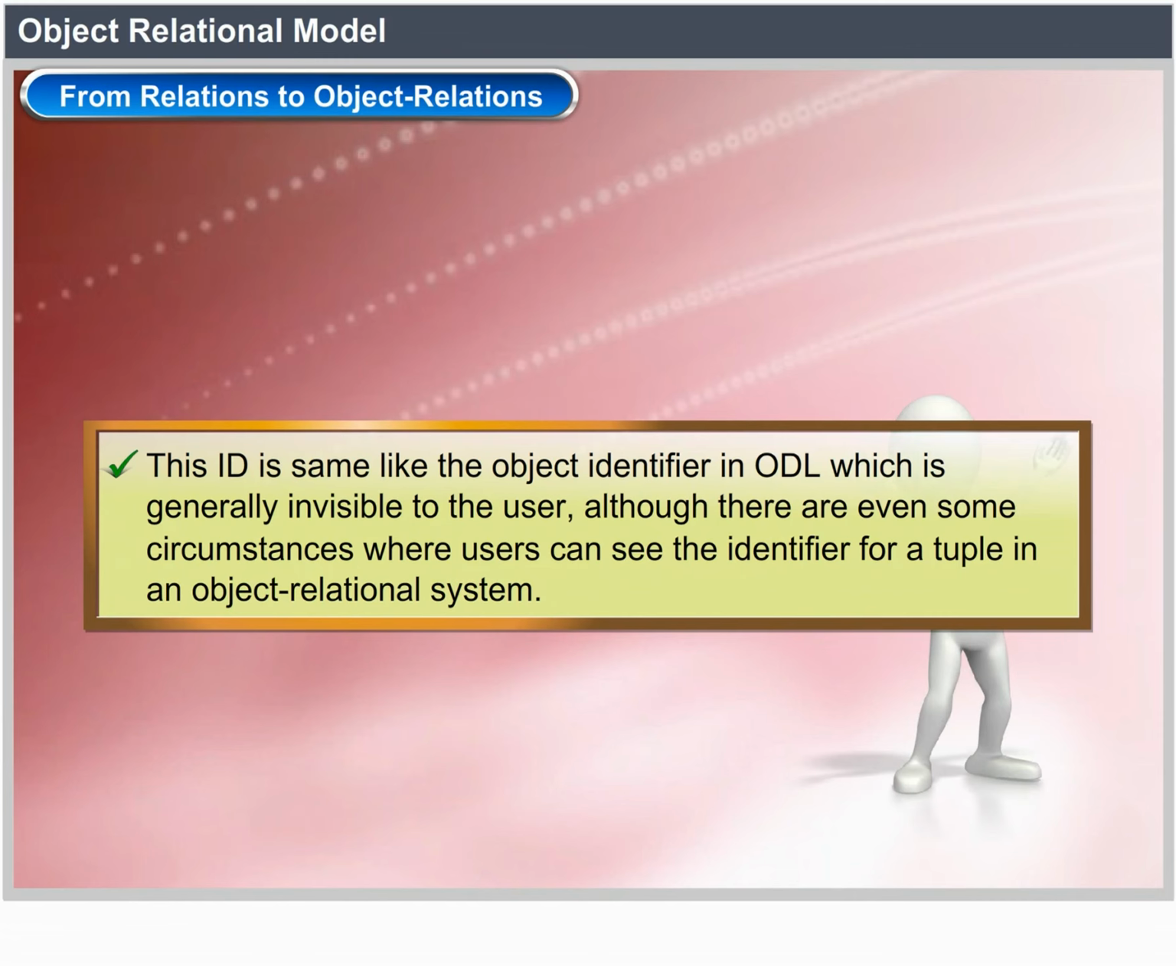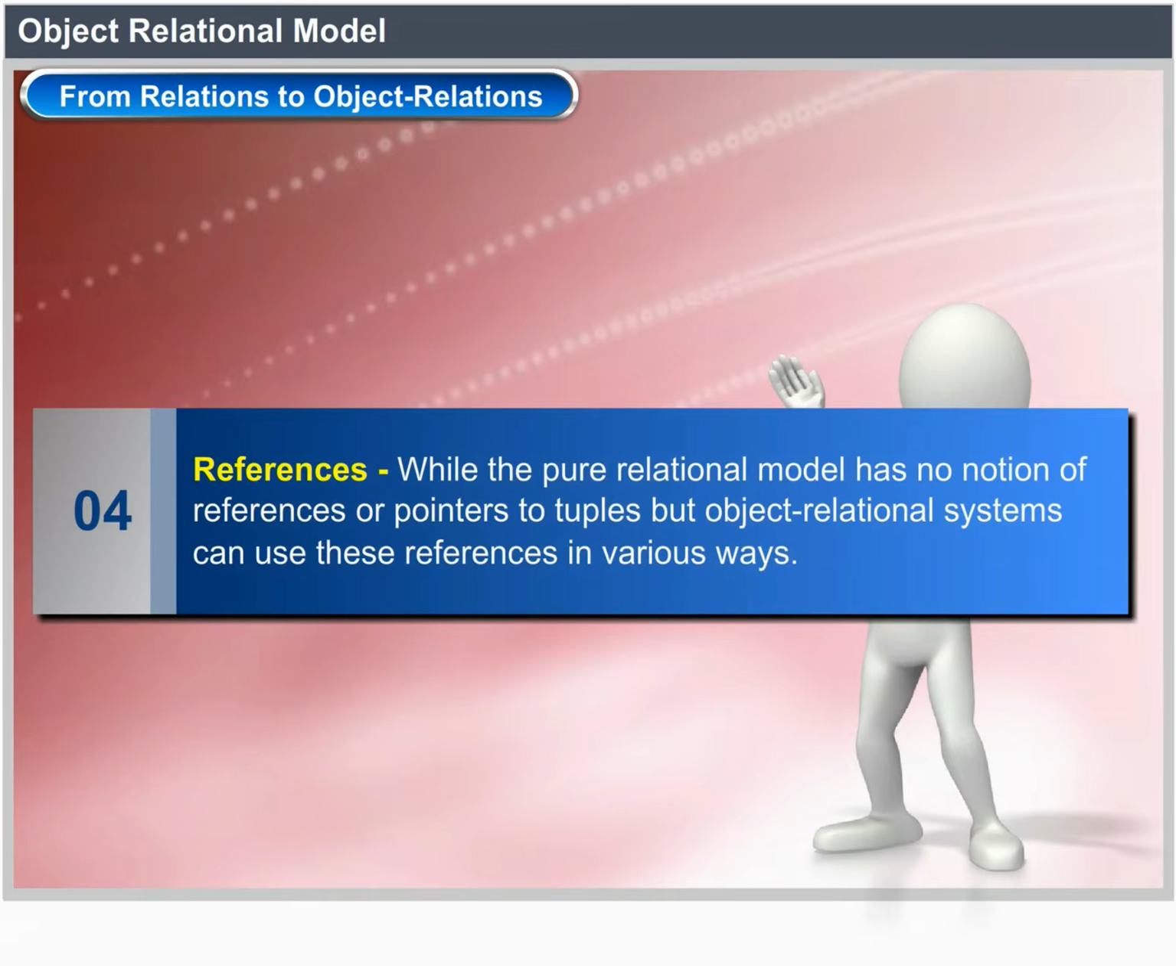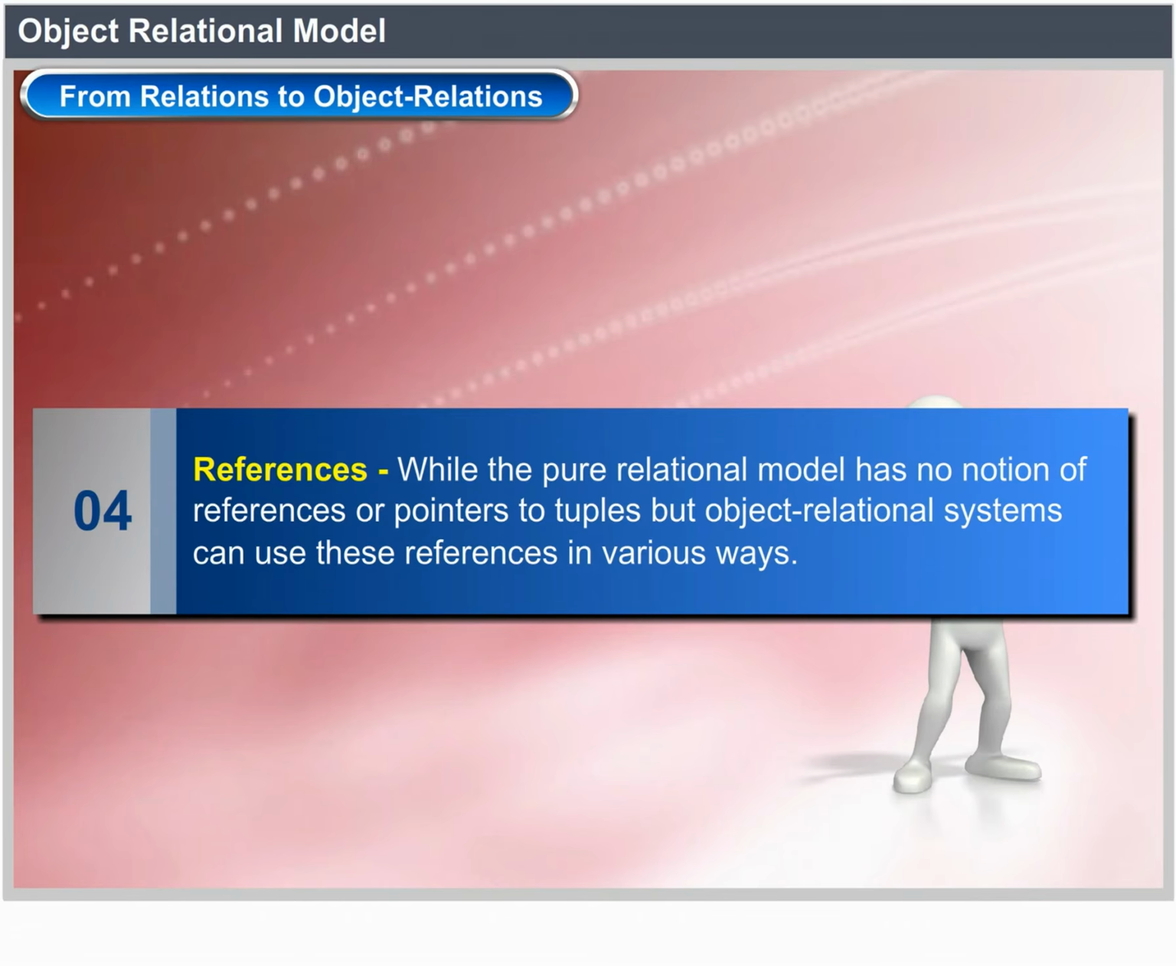Number 4. References. While a pure relational model has no notion of references or pointers to tuples, object relational systems can use these references in various ways.